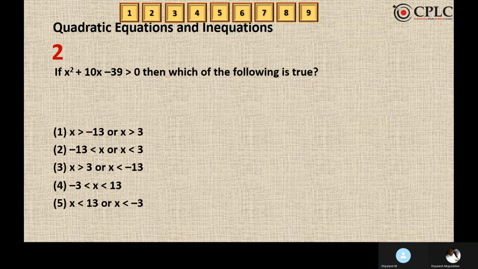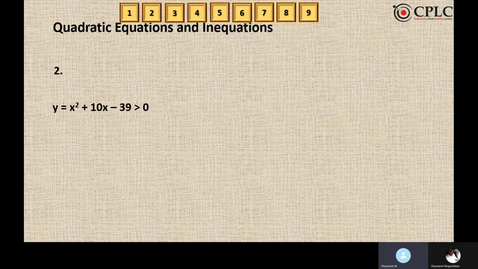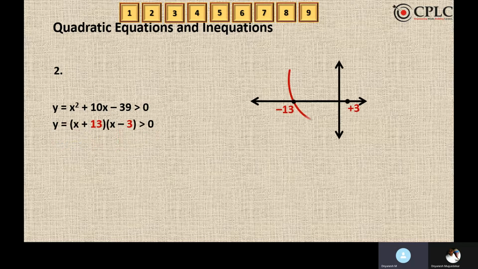Second question, x square plus 10x minus 39 is greater than 0, then which of the following is true? Similar funda, factorize the quadratic equation. Product is minus 39, sum is plus 10. The two numbers that will satisfy this are minus 13 and plus 3, and they are your roots of the quadratic equation. Normal U-shaped parabola, cutting the x-axis at minus 13 and plus 3. Now look at the sign of the inequation, it is greater than 0. So greater than implies that it is beyond the range, and your range is minus 13 to plus 3. So you need to go beyond that.